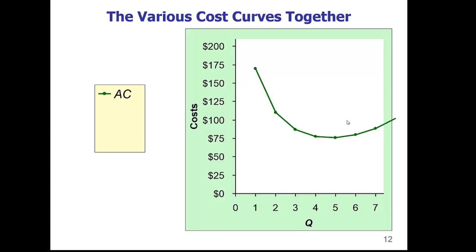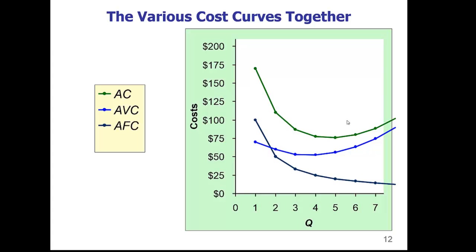Now let's plot all of these curves together. You might wonder why all this nonsense. We will need to understand how costs change as we produce more and more output in order to make our decision about how much output to produce in order to maximize our profits. So here's my average cost curve. My average variable cost curve must lie below it because remember, average cost is equal to average variable plus the average fixed. So the difference between these two curves at any given quantity is equal to the average fixed.